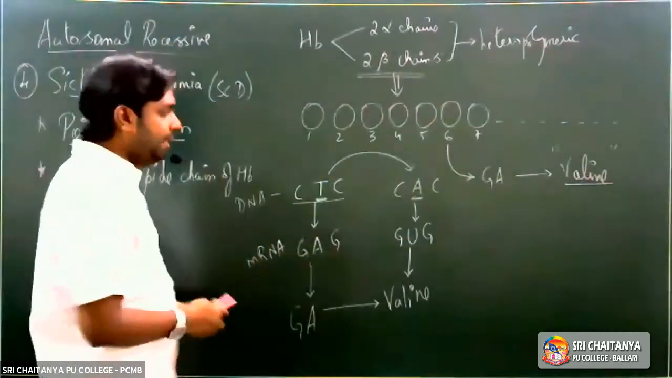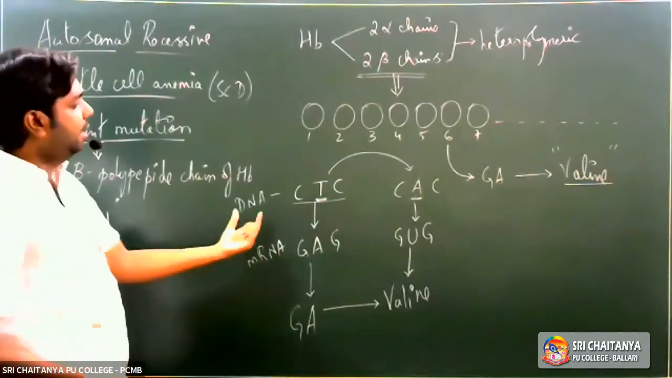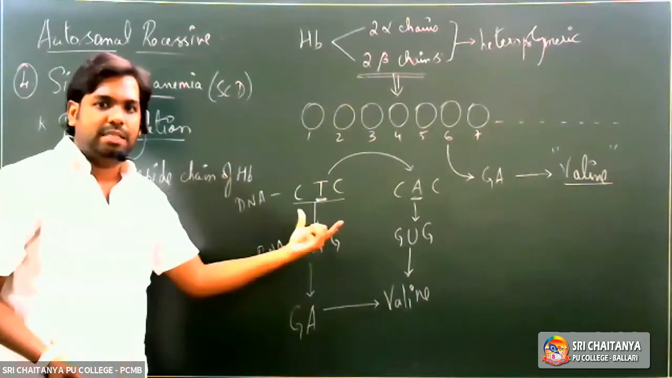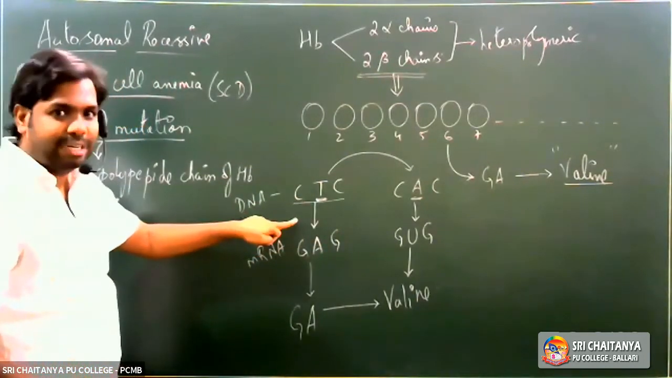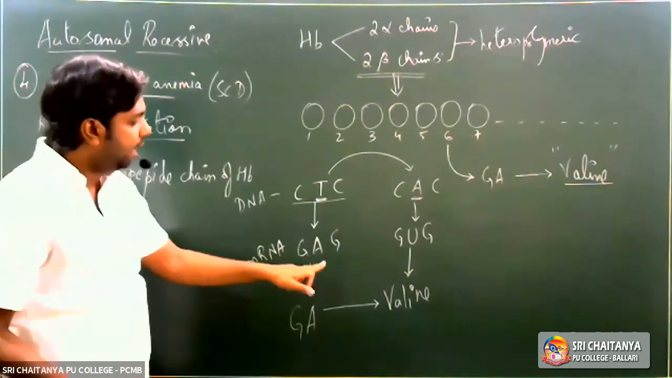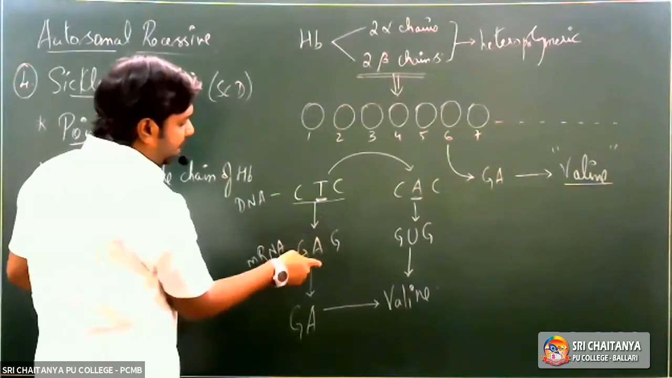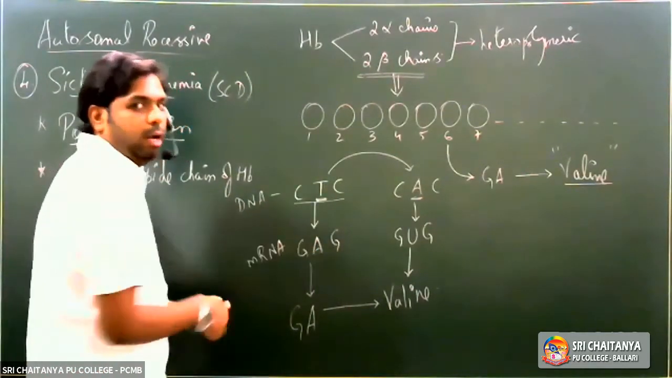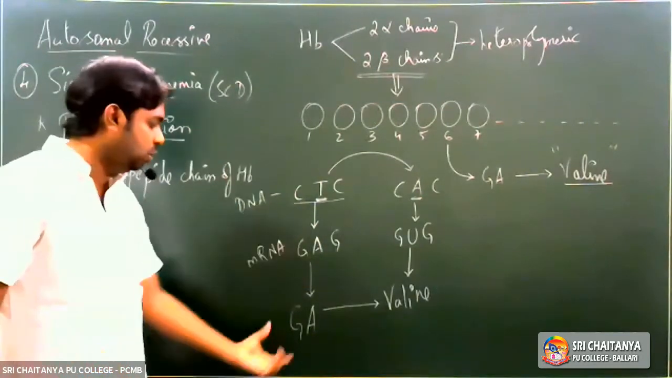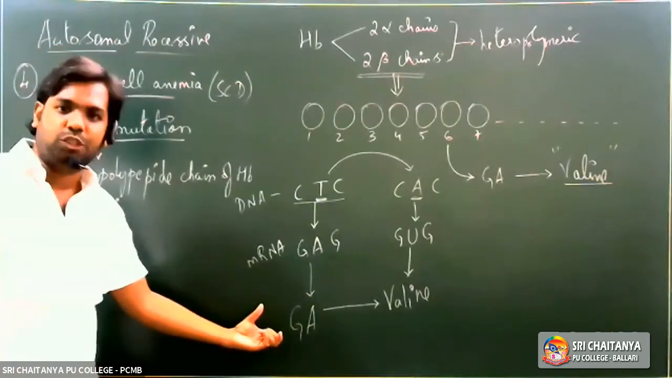How is it being replaced? By observing this, we can identify that in normal condition, the DNA sequence would be CTC. This CTC will undergo the process of transcription to form the mRNA having a sequence of GAG. So C will become G here, T will become A, and C will become G. Now GAG will start coding for an amino acid called glutamic acid through a process called translation.